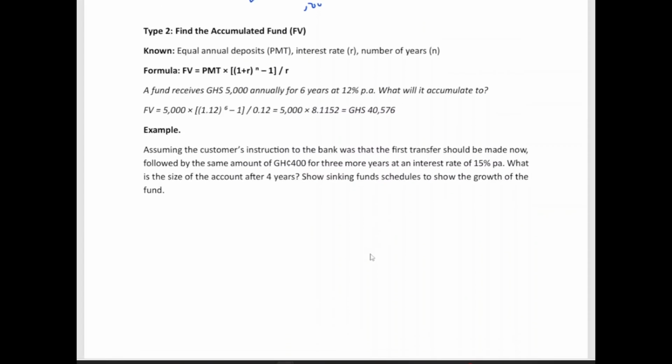Assuming a customer's instruction to the bank was that the first transfer should be made now, followed by the same amount of 400 Ghana cedis for 3 more years at an interest rate of 15%. What is the size of the account after 4 years? Show a sinking fund schedule to show the growth of the fund.